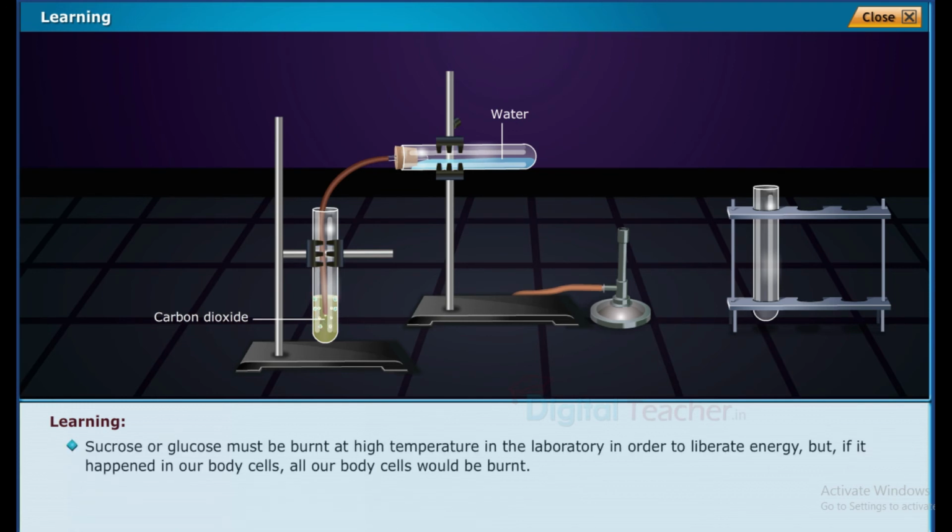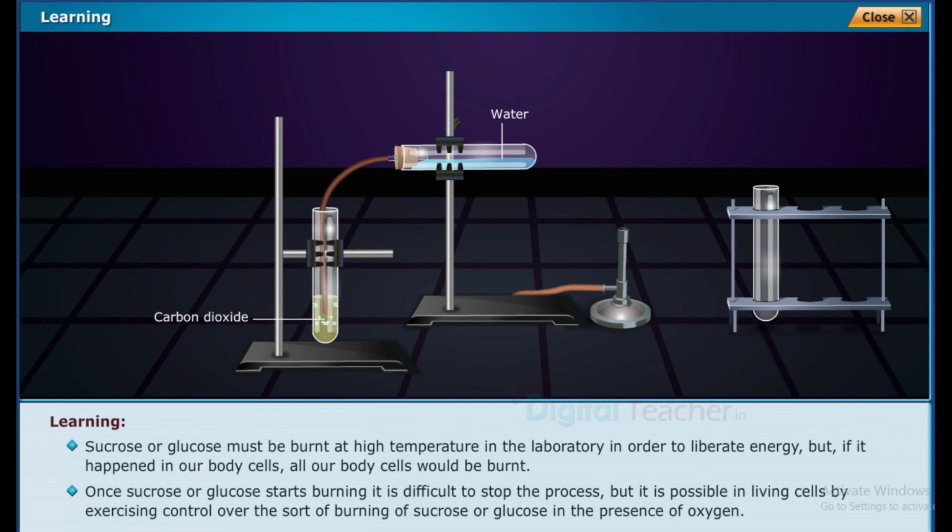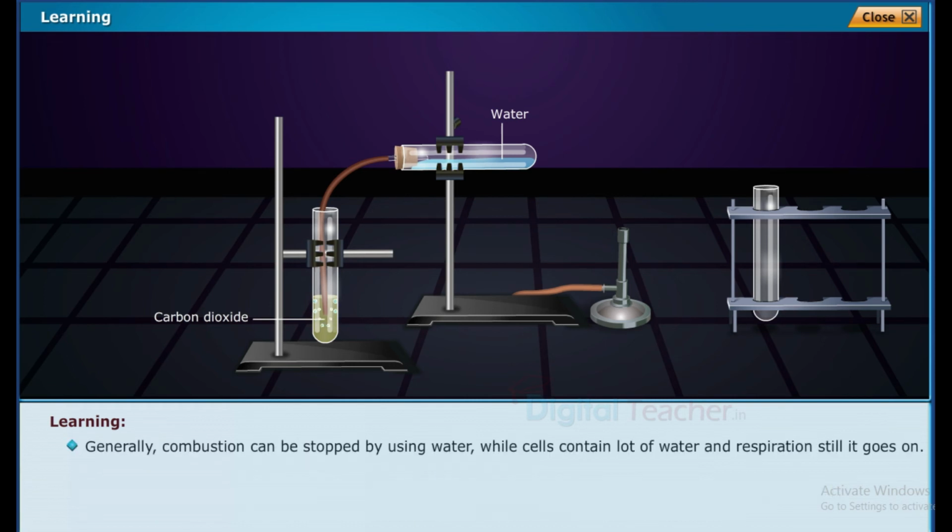Sucrose or glucose must be burnt at high temperature in the laboratory in order to liberate energy. But if it happened in our body cells, all our body cells would be burnt. Once sucrose or glucose starts burning, it is difficult to stop the process. But it is possible in living cells by exercising control over the sort of burning of sucrose or glucose in the presence of oxygen. Generally, combustion can be stopped by using water, while cells contain a lot of water and respiration still goes on. Let us learn in detail and understand the reasons for this.